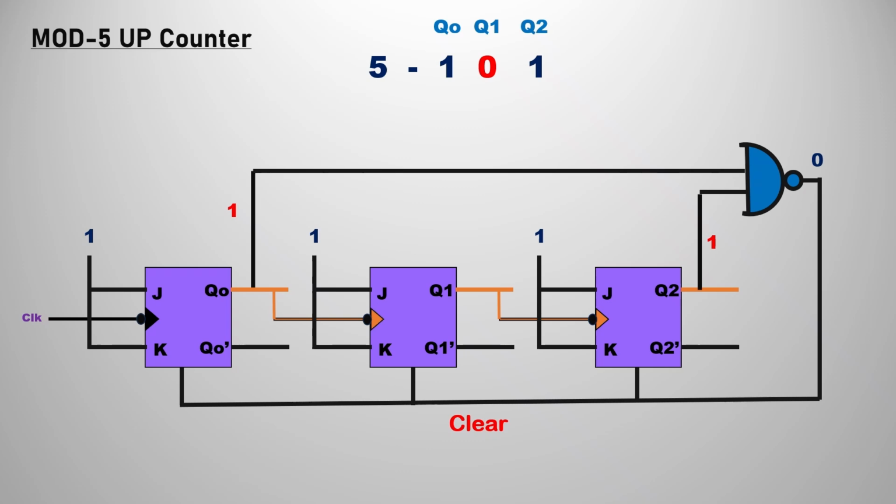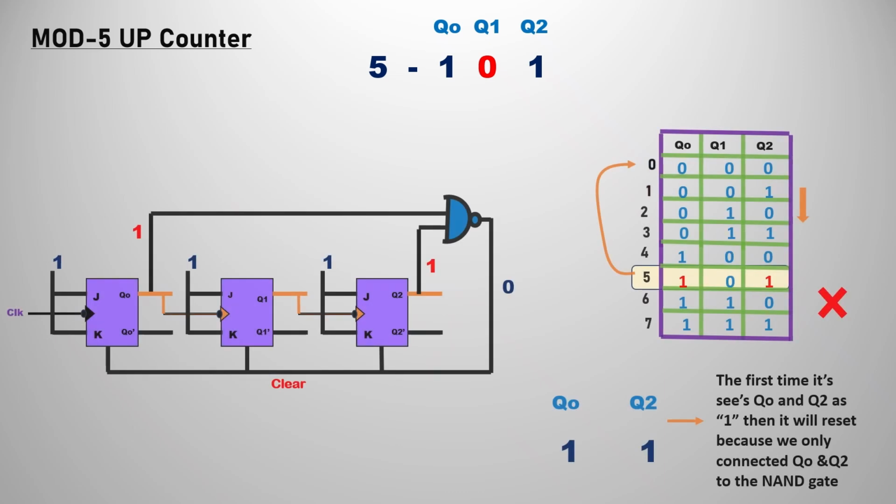If you see 1 0 1, and you don't pass Q1 either, it still works. Now let us understand why it works without passing Q1. If you observe the truth table of the outputs Q0, Q1, Q2, we have the logic at 5. In the fifth position we have 1 0 1. We don't consider Q1 because that is 0. We are only connecting Q0 and Q2 to the NAND gate. So the first time it sees Q0 and Q2 as 1, it will be reset.